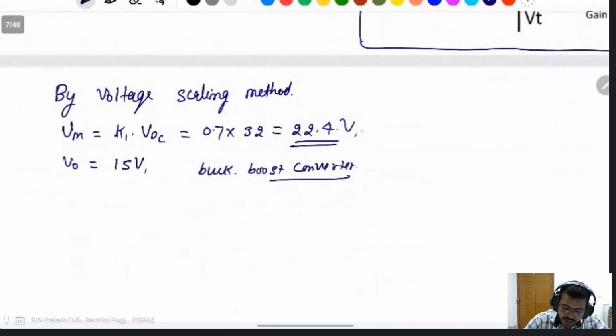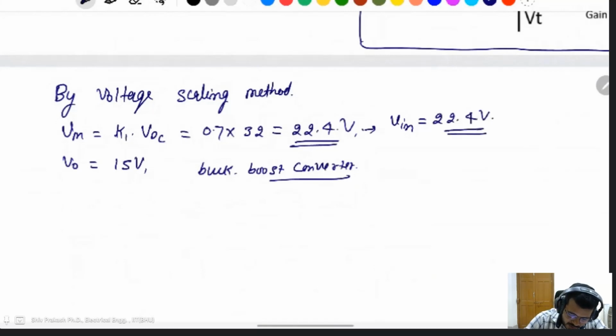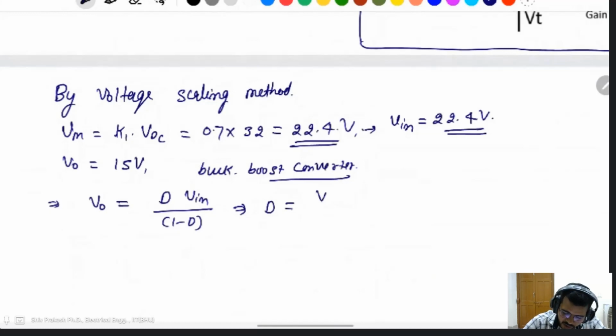The maximum voltage is applied to the buck converter. It means this is the input of the buck converter, the same 22.4 volt. Then you know about the output voltage. For a buck-boost converter, it is D Vin divided by (1 minus D). Then find the value of D. D is equal to V naught divided by (V naught plus V in).